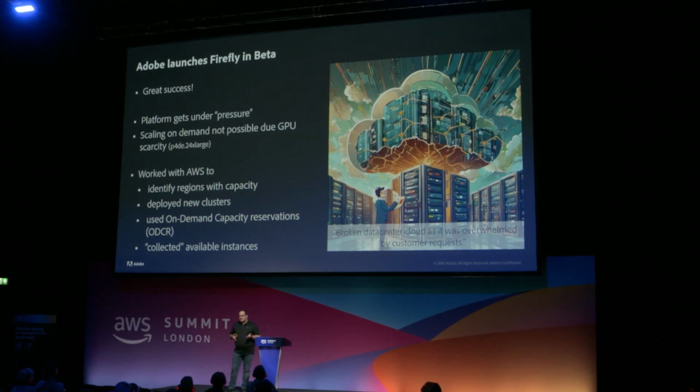So we had to work with AWS. At this point in time, we had been on P4DEs. I will come back to this topic a few more times to identify where we have capacity on this planet. We deployed new clusters. There, again, Ethos and the platform and EKS came to the rescue. We started to use on-demand capacity reservations. And also, we collected available instances. So I'm sorry if you put out a workload on Friday and turned it off, and Monday you couldn't start. Maybe we took these instances for you.